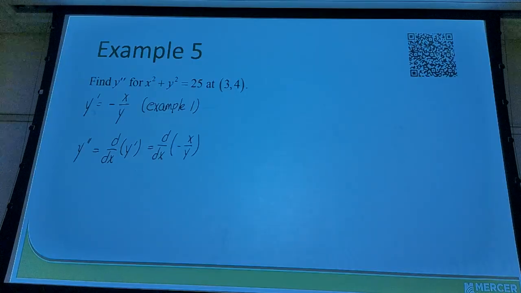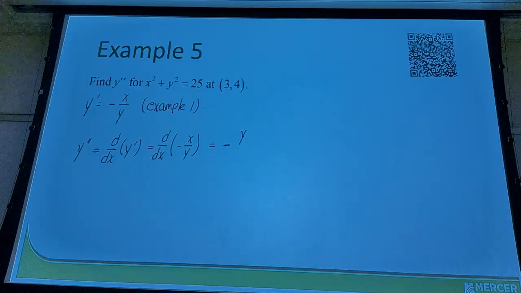But y prime was negative x over y, wasn't it? What kind of function is that? What's the quotient rule say? Low d high over high d low, for low squared. Thank you so much for telling me that. It's switching those up so much.